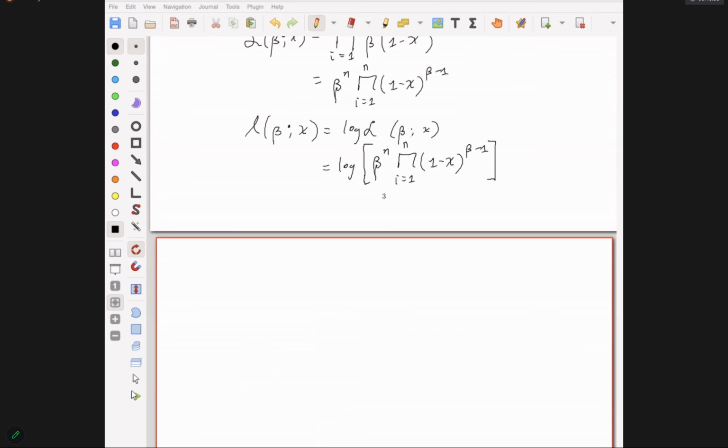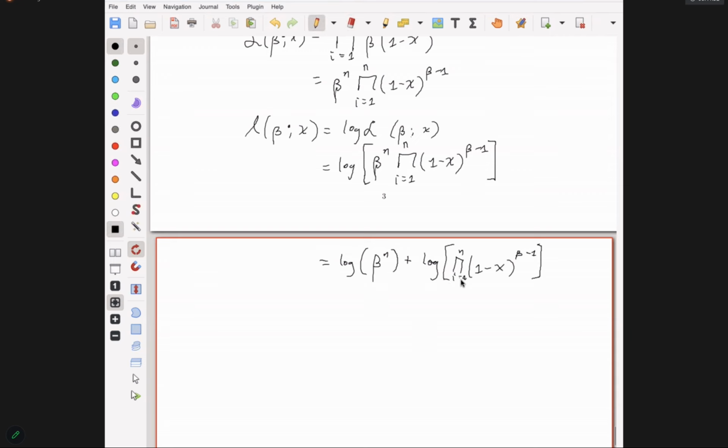We put log for beta and log for 1 minus x. Okay, so we can split these up into log of beta to the n plus log of the product from i equals 1 to n of 1 minus x to the beta minus 1.